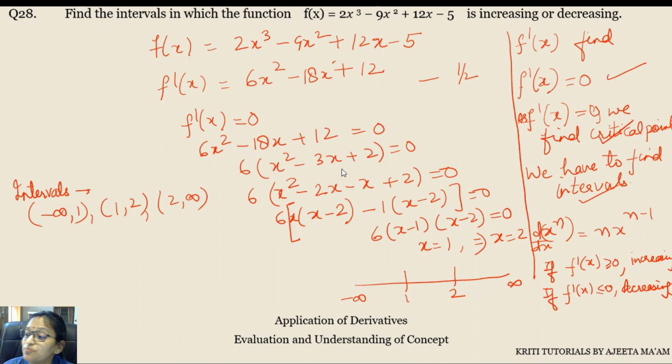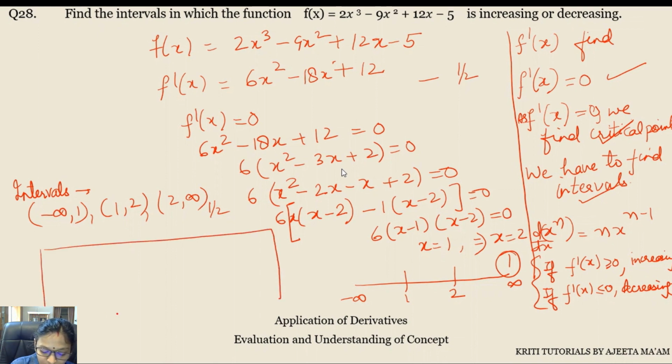For that, the best part is to draw the table. So half mark you will get for this, 1 mark you will get for the intervals and the critical points. Again here half mark, and 1 mark will be for the final answer. Your conditions also are to be written, students, correct, for increasing and decreasing. Now let's see the table that we are going to make. That's a very important step. 1 mark will be for the table.